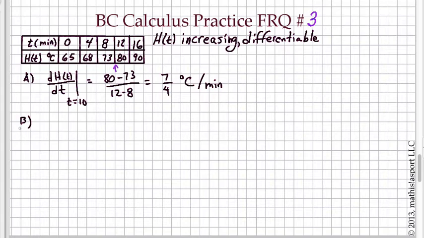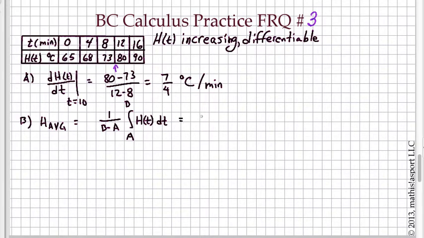B is asking for the average temperature. We know that the average temperature of a function, again, don't confuse it with the average rate of change, the average temperature of a function over an interval a to b is 1 over b minus a times the integral from a to b of whatever that function was, integrated with respect to the variable that the function is given as.